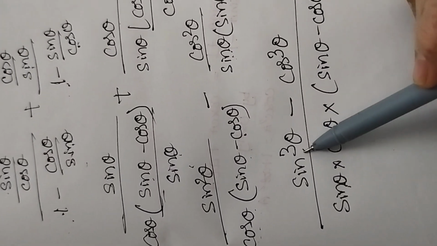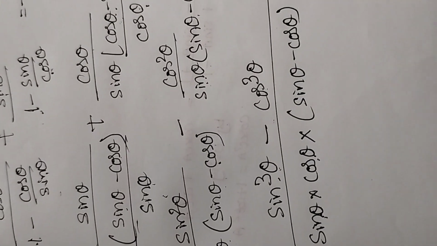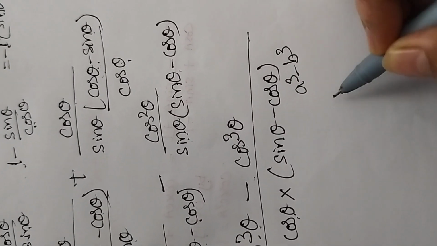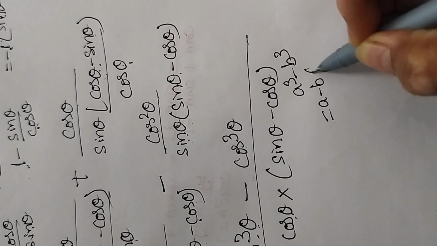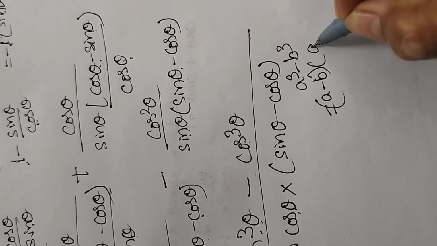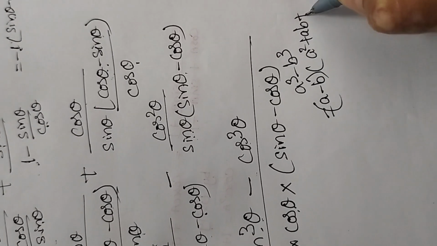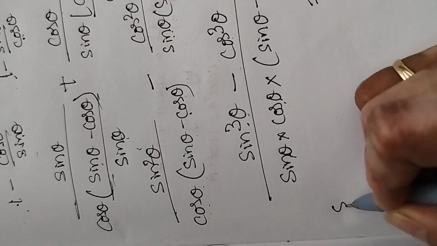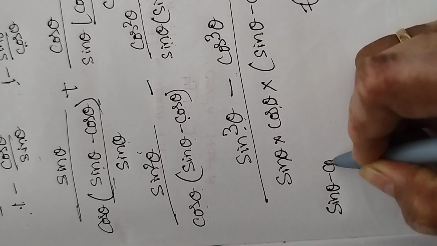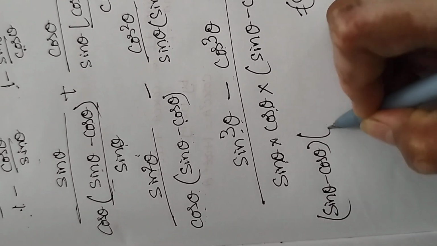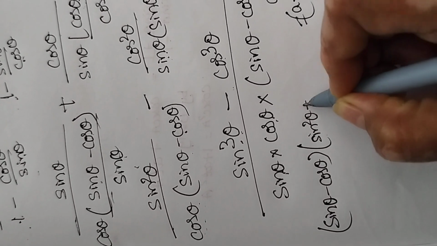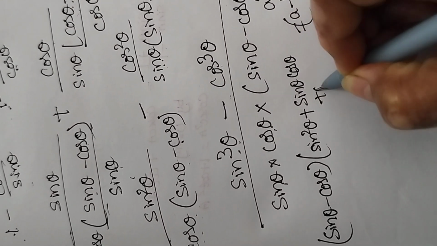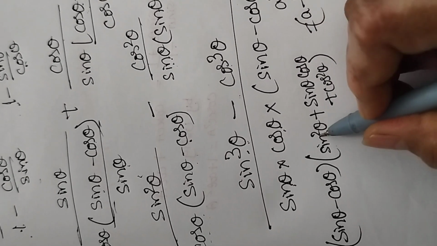So numerator in the form you observe a cube minus b cube. So what is the formula? A cube minus b cube is a minus b into a square plus ab plus b square. Okay, that's the formula. So according to that I am explaining. So first term is minus, next term is all plus: sin square theta plus sin into cos plus cos square theta. So these two you will get 1.